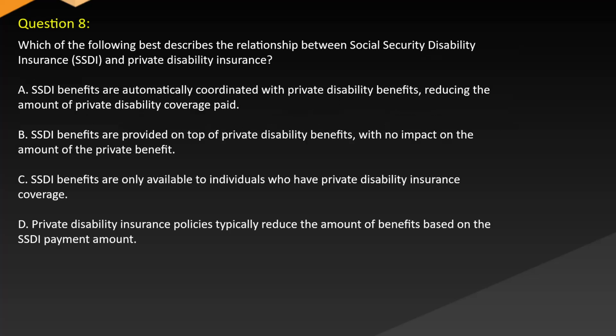Question 8. Which of the following best describes the relationship between Social Security Disability Insurance (SSDI) and private disability insurance? A. SSDI benefits are automatically coordinated with private disability benefits, reducing the amount of private disability coverage paid. B. SSDI benefits are provided on top of private disability benefits with no impact on the amount of the private benefit. C. SSDI benefits are only available to individuals who have private disability insurance coverage. D. Private disability insurance policies typically reduce the amount of benefits based on the SSDI payment amount.